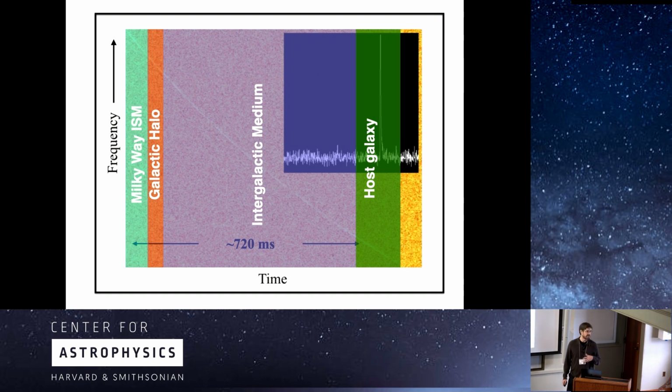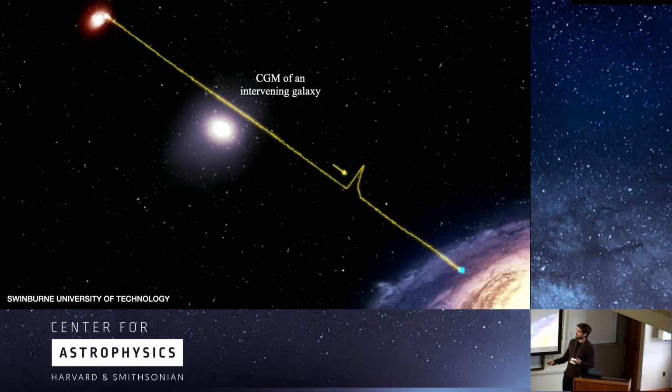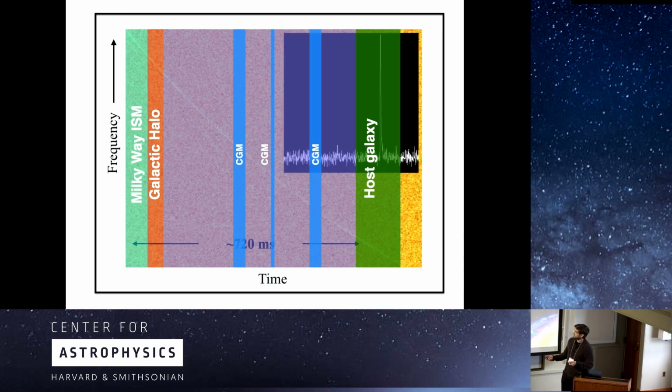And then the FRB is going to live in some host galaxy with its own ISM or maybe some circumsource plasma. And along some sight lines, you'll intersect an intervening galaxy's halo, and the CGM is going to contribute some dispersion measure. Of course, the amount of DM that it contributes is unknown, and how that varies with impact parameter is also unknown.